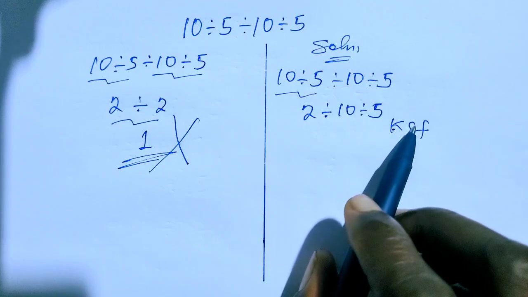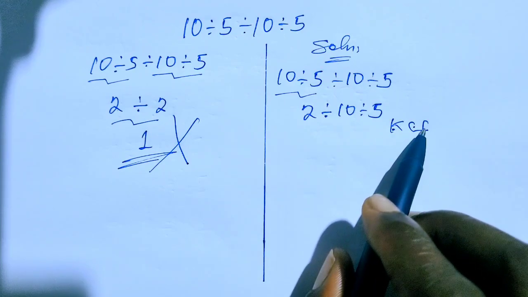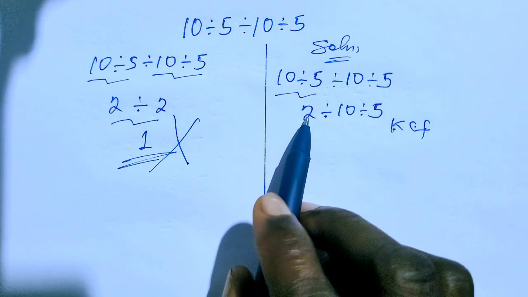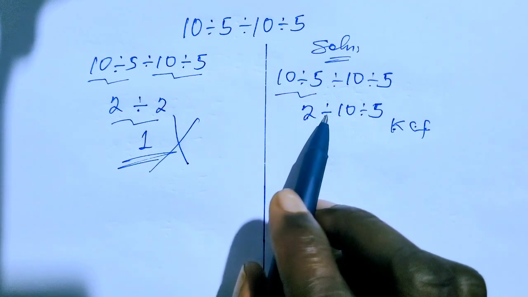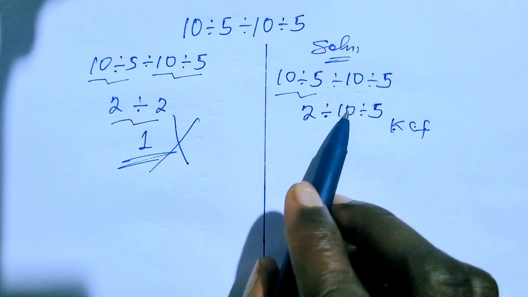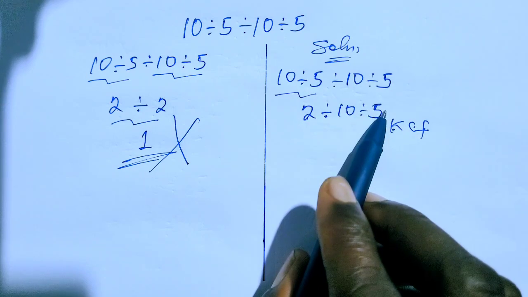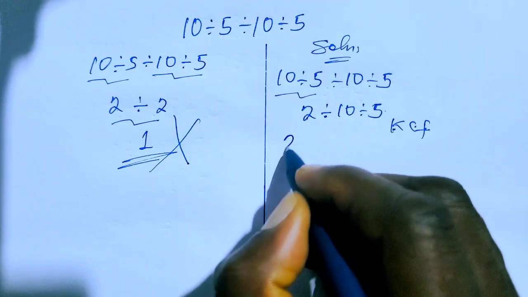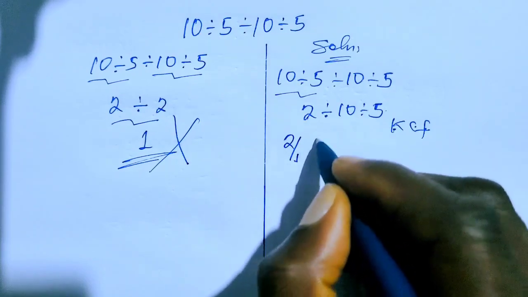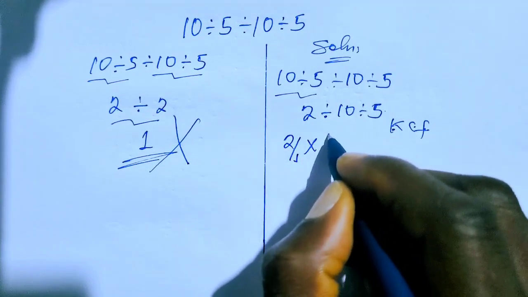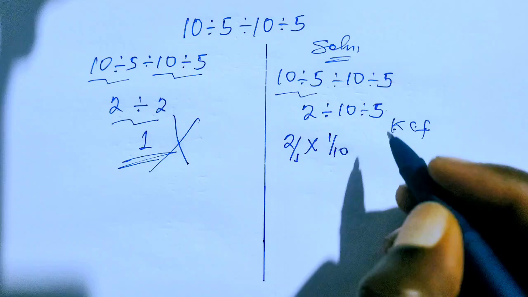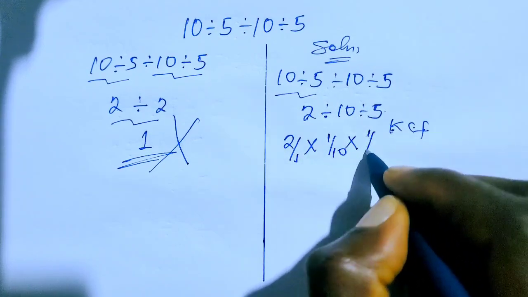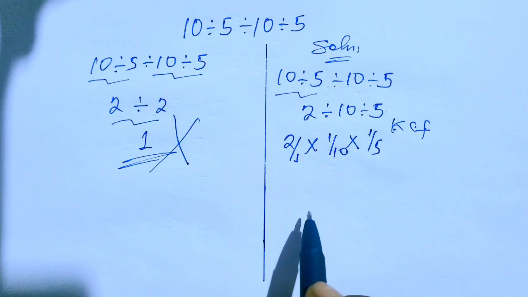K means keep, C means change, F means flip, which implies that we are going to keep this first value, which is 2, and we change the sign to multiplication. We flip this. Note that 2 can also be expressed as 2 all over 1. When we change the sign to multiplication, we flip 10 and we have 1 over 10. We change the sign to multiplication, we flip 5 and we have 1 all over 5.